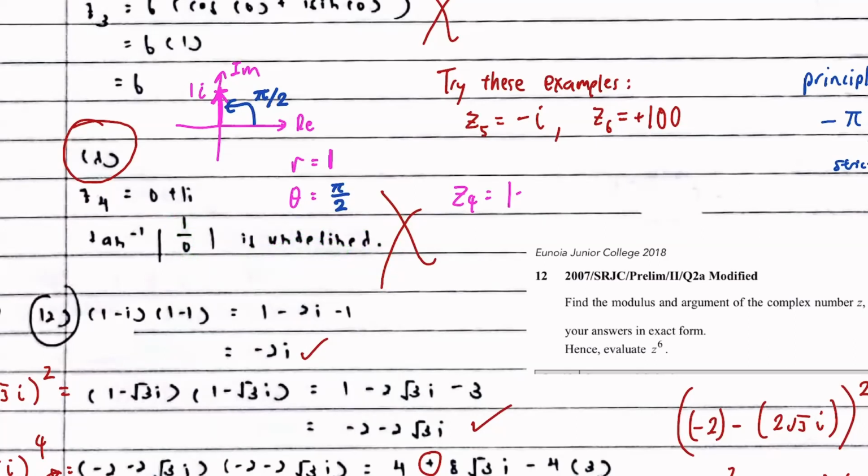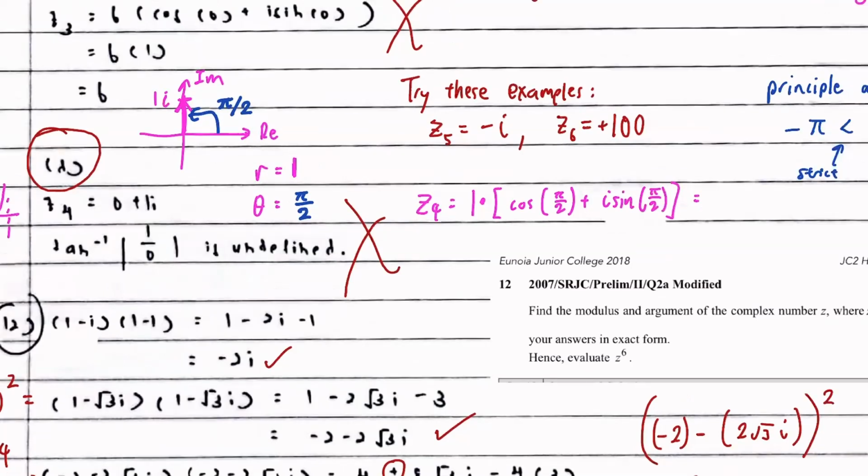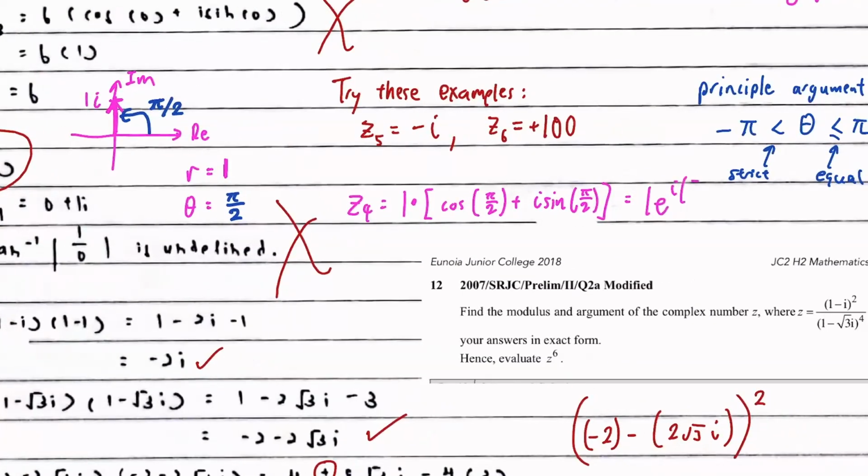It's undefined at pi by 2 because if you remember, tangent goes to infinity at pi by 2. You get a reverse answer. So this is r times cosine pi by 2 plus i sine pi by 2. Then if you convert it into r e^(i theta), yes, 1 e^(i pi by 2). Of course, if you times 1, you don't need to write the 1. Just drop the 1.